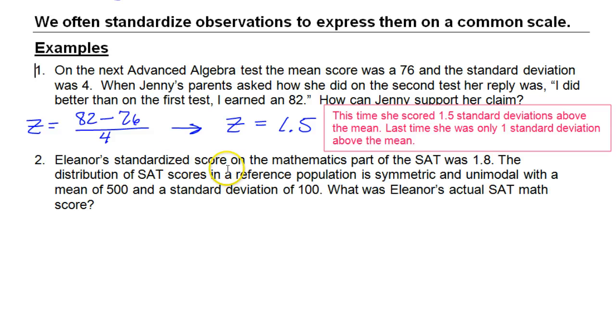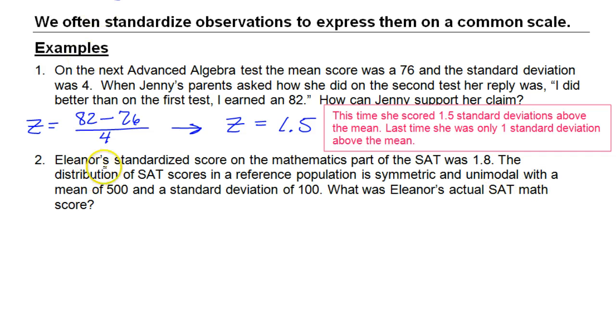Eleanor's standardized score on the mathematics part of the SAT was 1.8. So this time they're giving us the z-score. The distribution of SAT scores in a reference population is symmetric and unimodal, with a mean of 500 and a standard deviation of 100. What was Eleanor's actual SAT score?